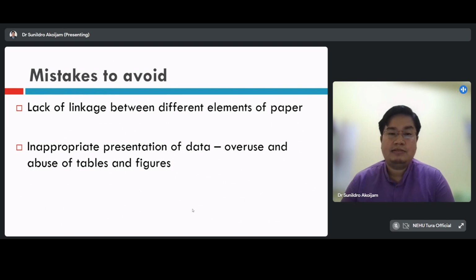Five tables have been used, but those five tables can be clubbed and made into one table only. So in that kind of case, you have to take care. You have to check whether you are overusing or abusing tables and figures. You should include only as much as is required. No extra, no irrelevant information, tables, or figures should be included in your paper.